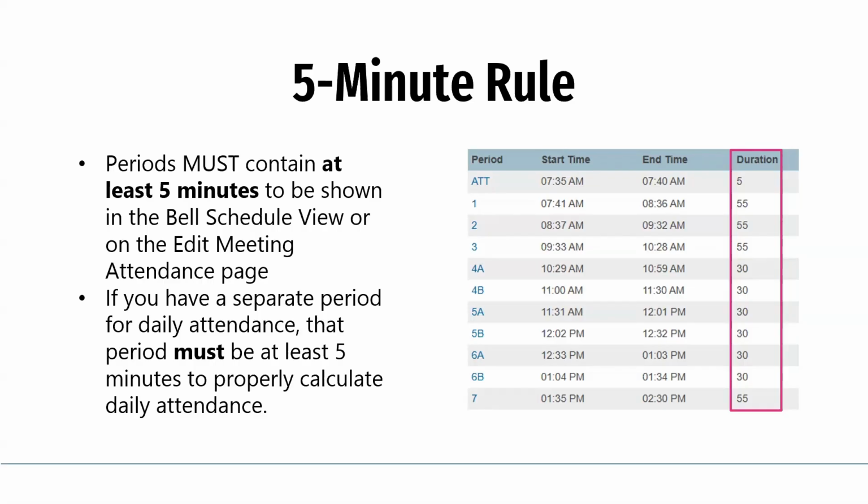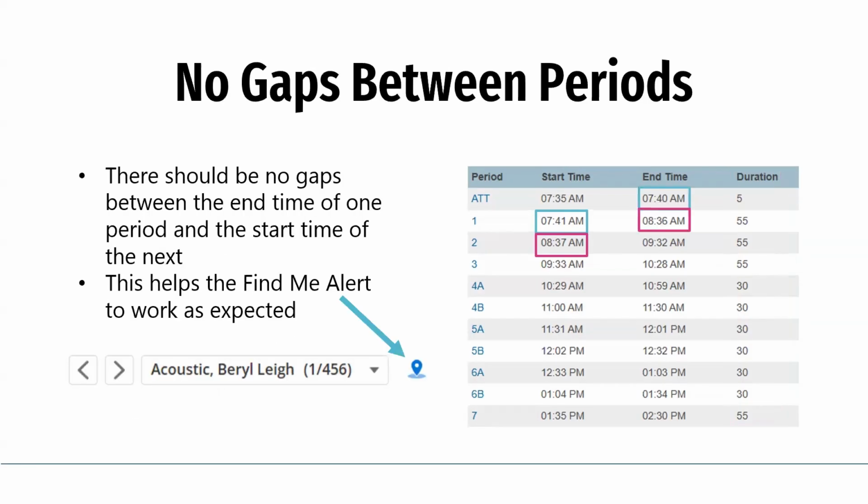If you have a separate period for daily attendance, that period must be at least 5 minutes, just like it says. We've noticed that some of the bell schedules include periods that are less than 5 minutes long. When that happens, attendance often doesn't get enough time to calculate properly. So if you see this in your bell schedule, there's a good chance your attendance isn't being recorded the way it's supposed to be. I just want to bring that to your attention, especially the 5 minutes. If you have just an attendance time, you need at least 5 minutes. Okay, so we'll go on to the next slide.